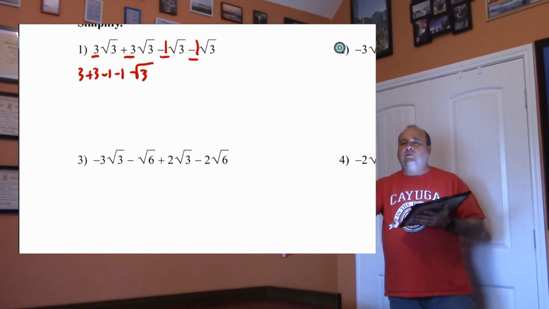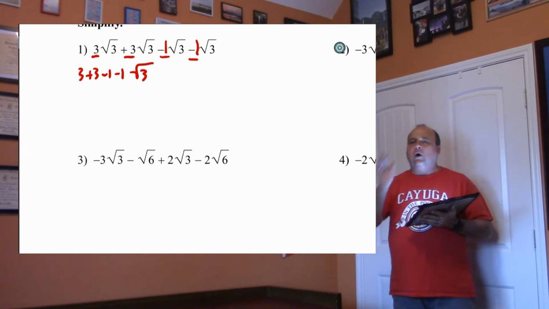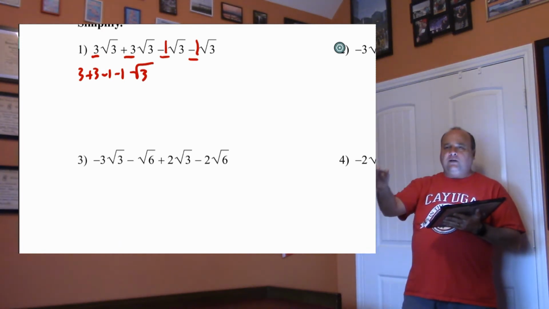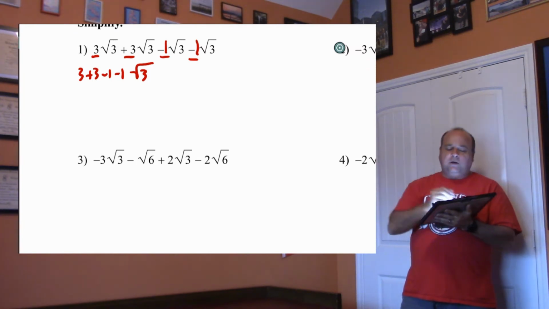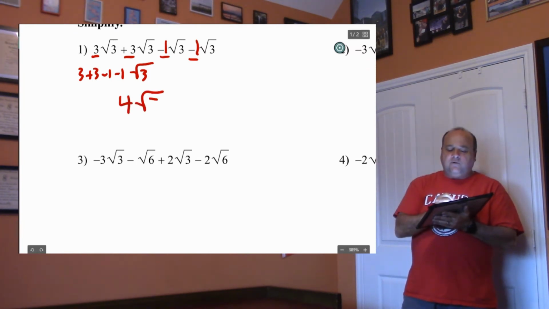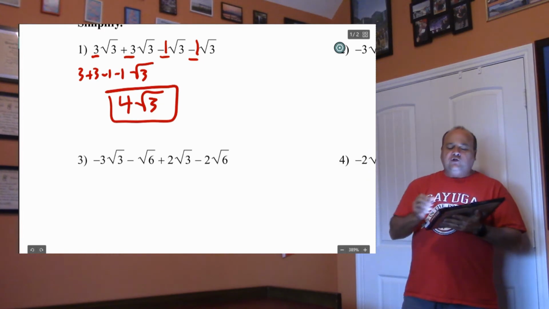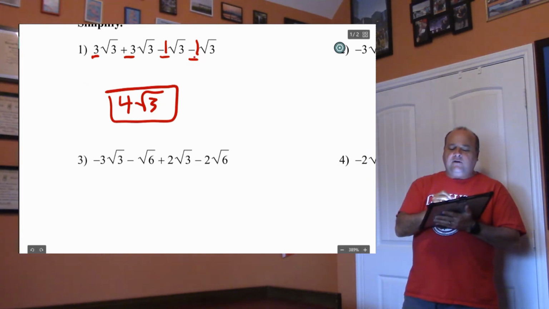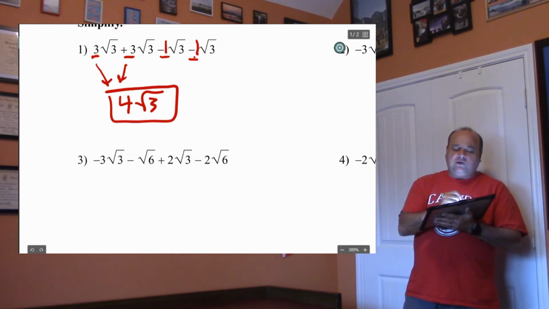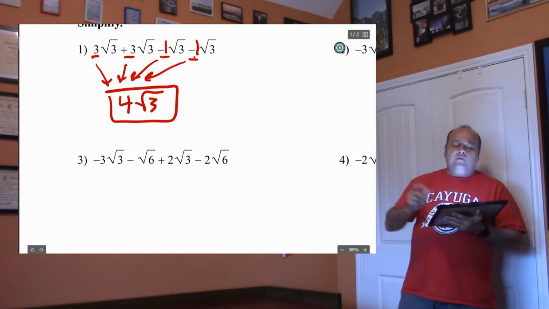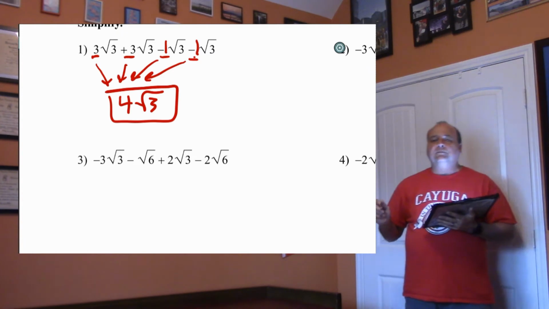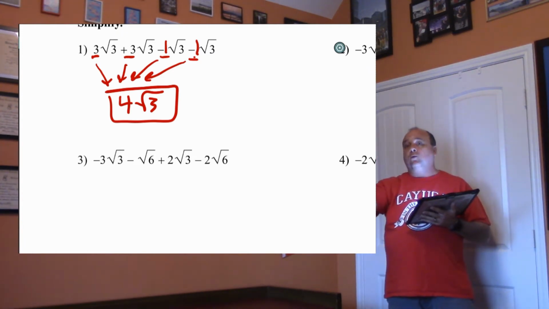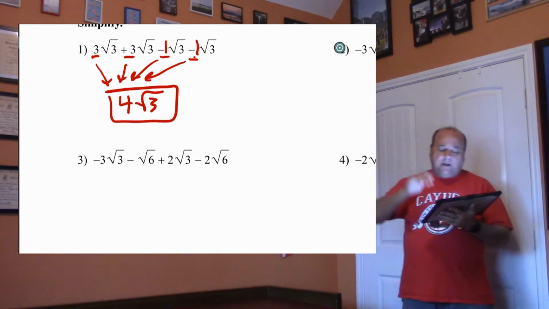That square root of 3 symbol is like a variable. So all you're doing is adding and subtracting your square root symbols. 3 plus 3 is 6, minus 1 is 5. This is going to turn into 4 square root of 3. All I did on this problem was combine the 3, the negative 1, and the negative 1, and those go down to right here. The square root of 3 won't change. And remember, you can't add a square root of 3 to a square root of 5. The square roots have to be identical to combine them.